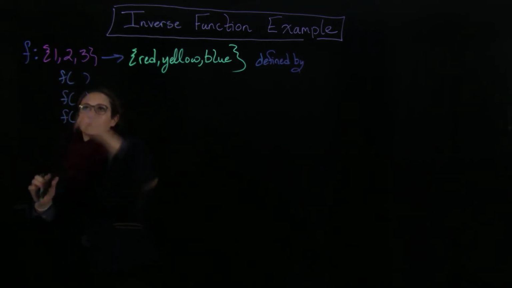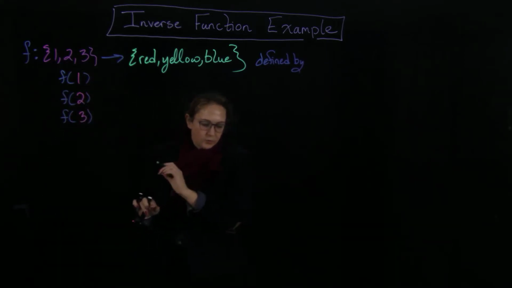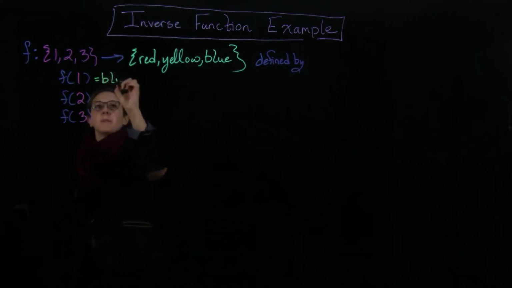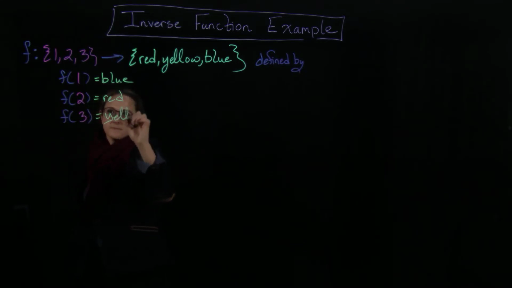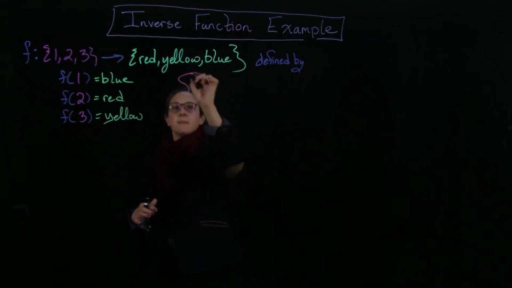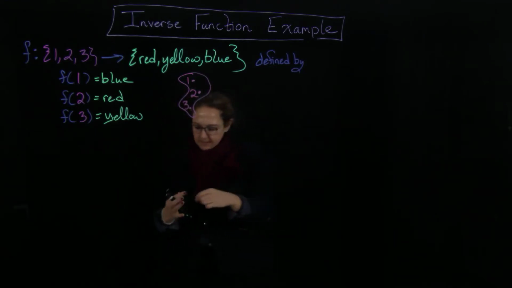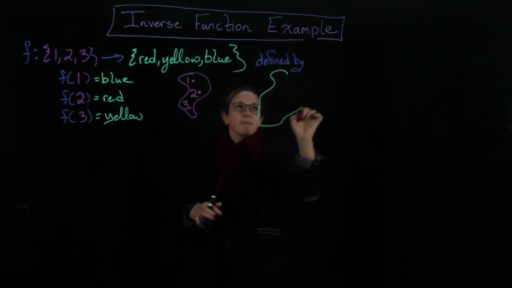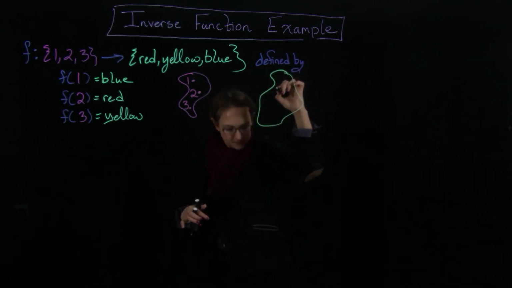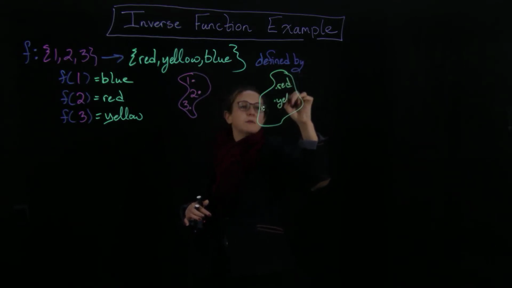So we're going to look at what's the image of 1, 2, and 3. These are going to equal blue, red, and yellow in that order. So what that's going to look like is we have here 1, 2, and 3. And over here we have, I put them in a different order on purpose, red, yellow, and blue.